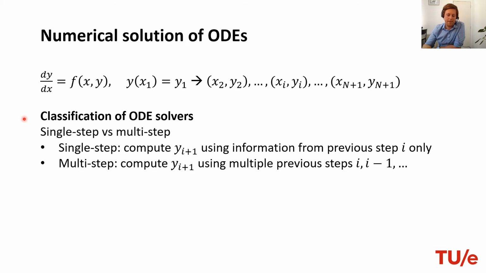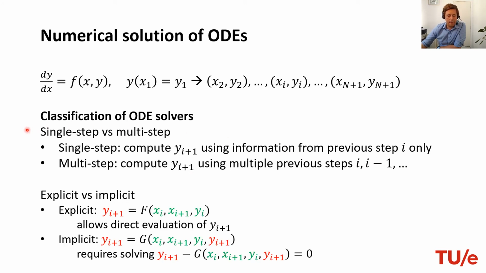And the first distinction that can be made here is single step versus multi-step solvers. Now, single step solvers work such that they compute the solution in the next interval using only information from the current step i. Whereas multi-step methods will compute the solution in step i plus 1 using multiple previous steps.